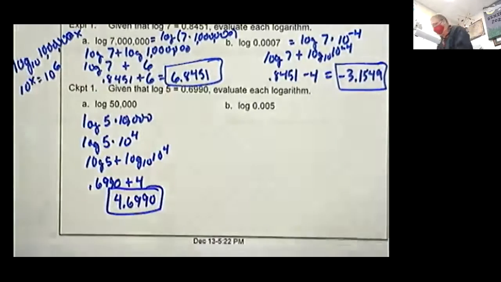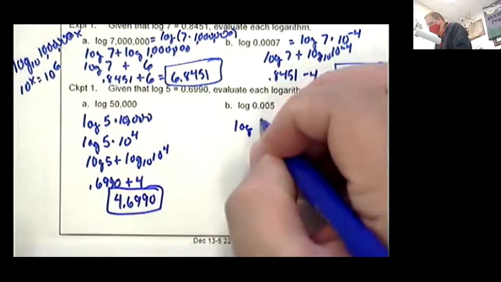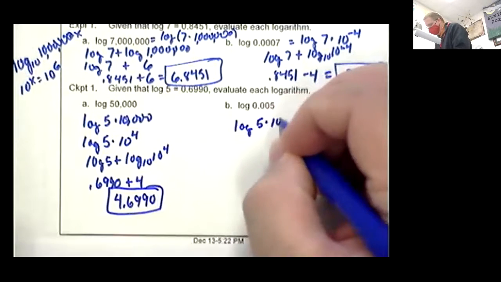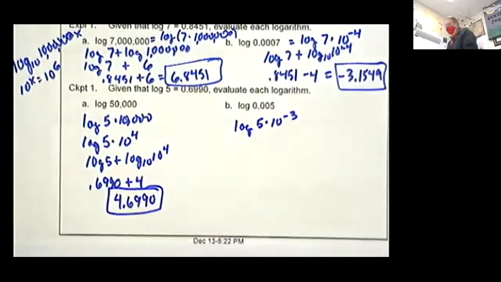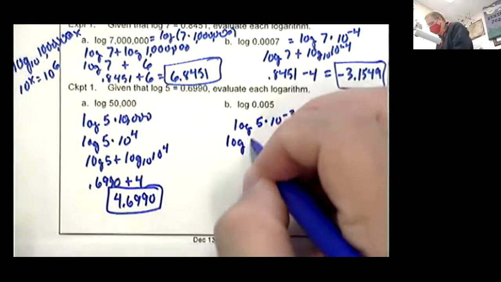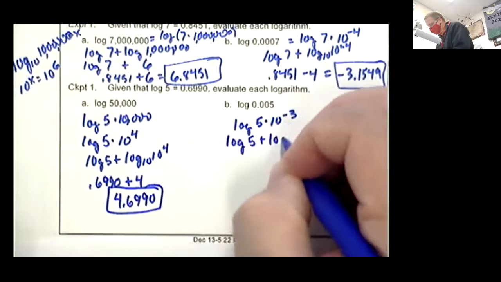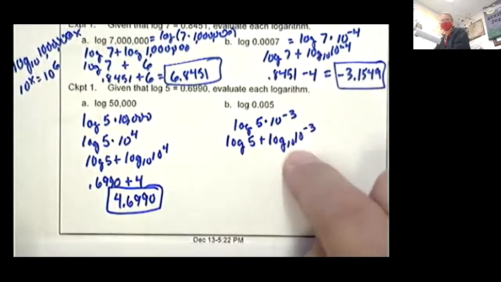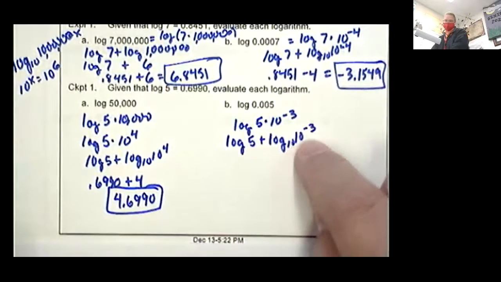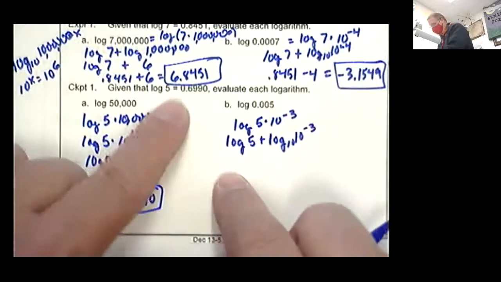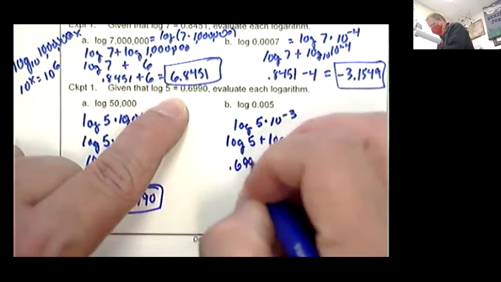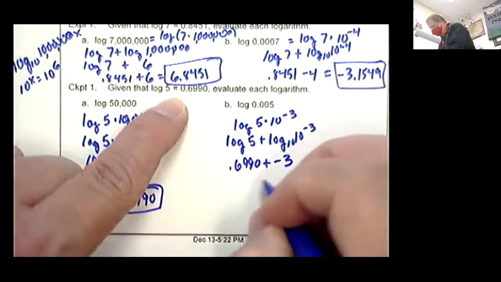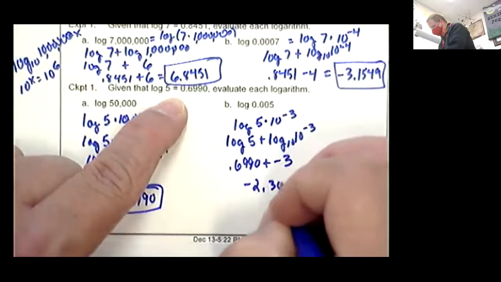Letter B, this turns into log of 5 times 10 to the negative 3rd. That turns into log of 5 plus log base 10 of 10 to the negative 3rd. Again, we had a property that said if the base and the argument are the same, then it's just the exponent value. Log of 5 we know is 0.6990 plus negative 3, which is negative 2.301.